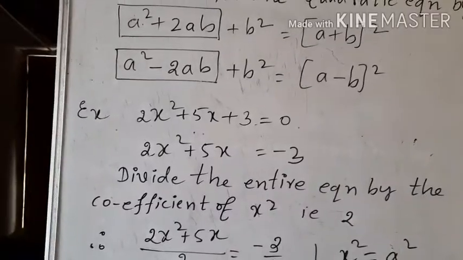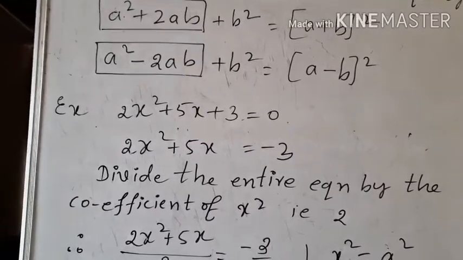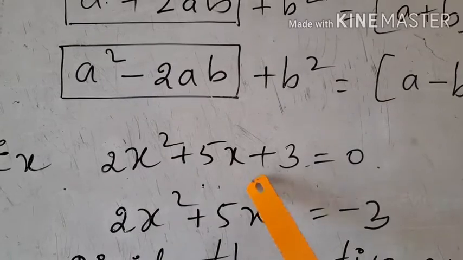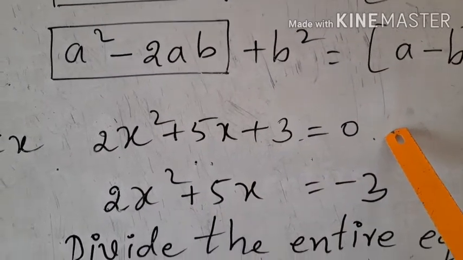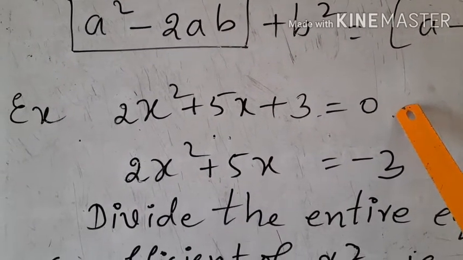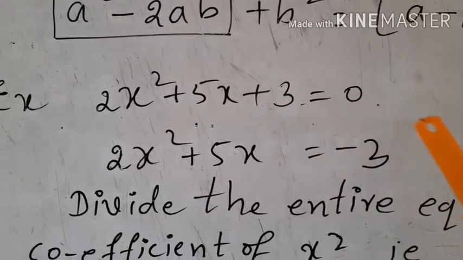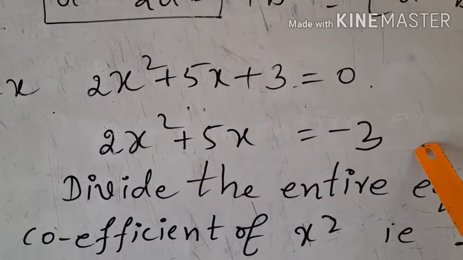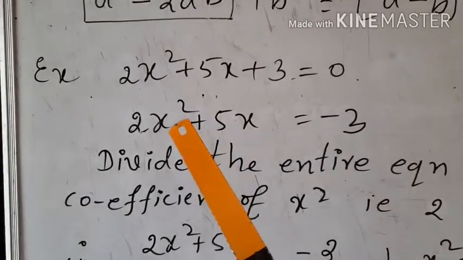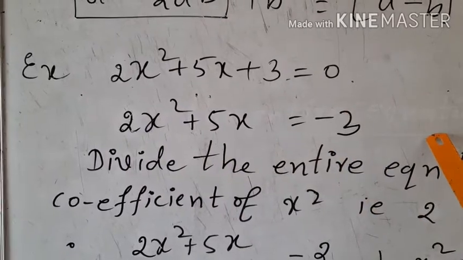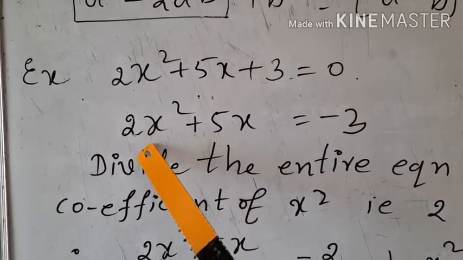Let us start with one more example. Look at this. 2x square plus 5x plus 3 is equal to 0, whose roots are to be found by completing the square method. Transpose this plus 3 this side, it becomes minus 3. And what is the coefficient of x square? It is 2. Divide the entire equation by the coefficient of x square, right?